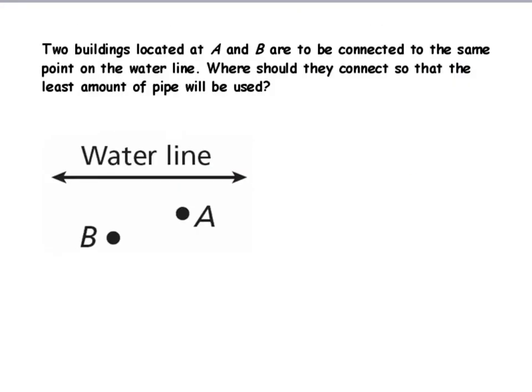All right, let's do this problem. It says two buildings are located at A and B. They're to be connected to the same point on a water line. Where should they connect so that the least amount of pipe will be used? Okay? So what we're going to do is, first of all, take A and reflect it across the water line.